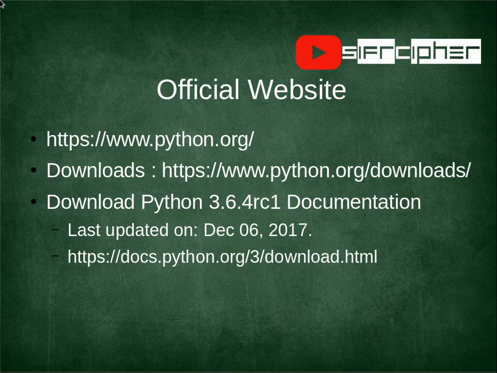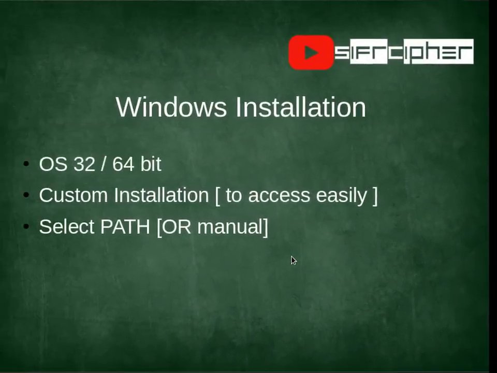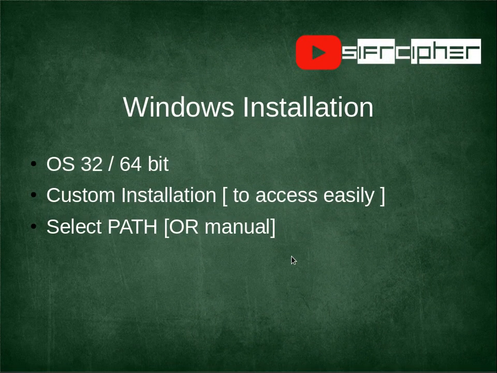python.org, from where we can download from the download section, or if you want to download the documentation related to Python 3.6, here is the link. So in Windows, how can we install Python? First of all, we check whether our operating system is 32-bit or 64-bit. After that, we can download the installer from the website, and after that, we can select install as a normal Windows program.